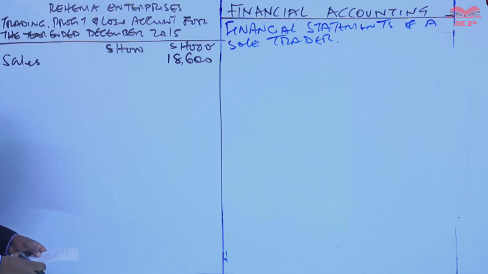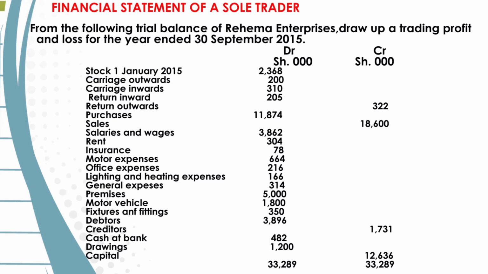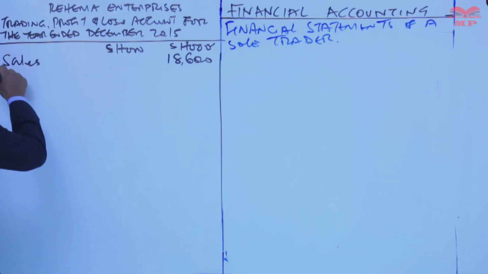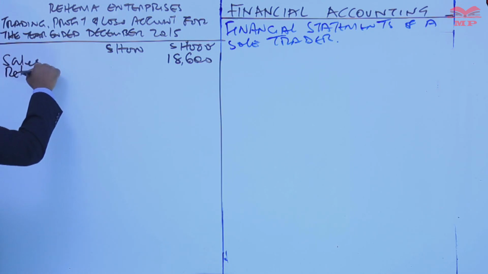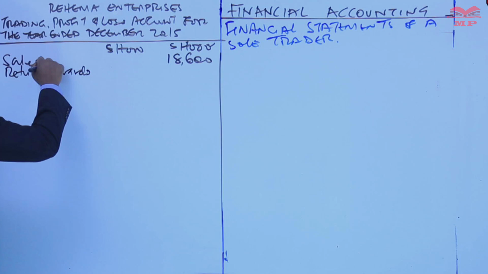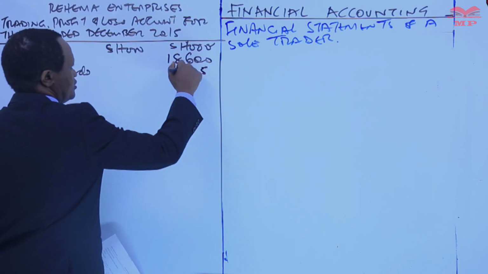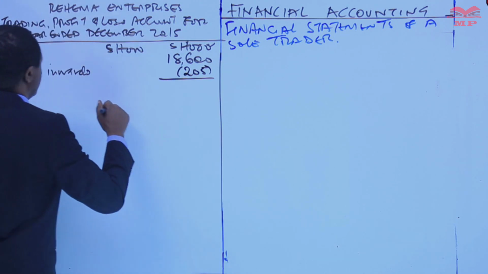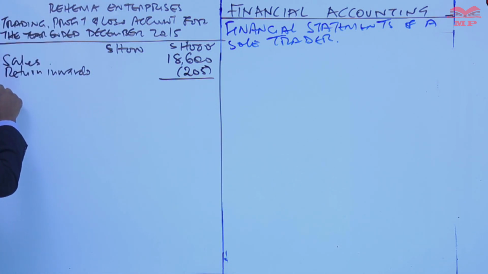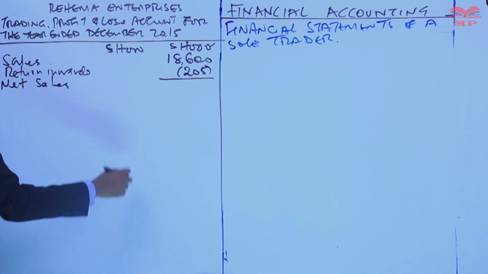Do you have sales returns? If there are sales returns, then the returns will appear on the debit side. Do we have returns inwards? Yes, the fourth item there, return inwards. We deduct return inwards, also known as sales returns. The amount is 205,000. Deduct from sales, you get the net sales. How much is it?